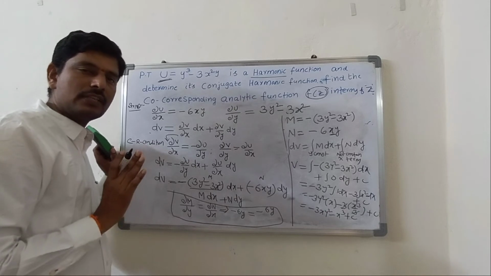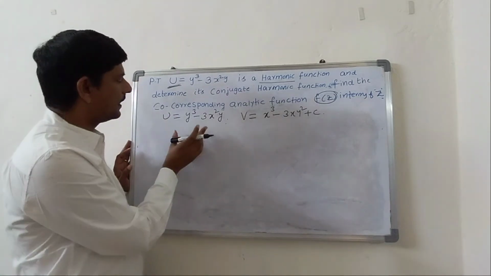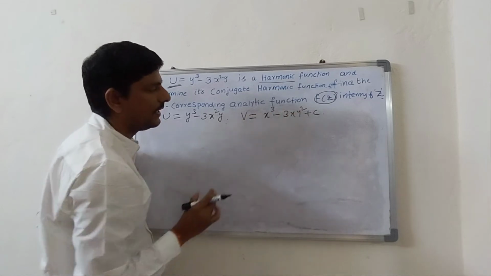Our analytic function is of the form f(z) = u + iv, but you have to find it in terms of z. Right students, we got u = y³ − 3x²y, and v = x³ − 3xy² + c.